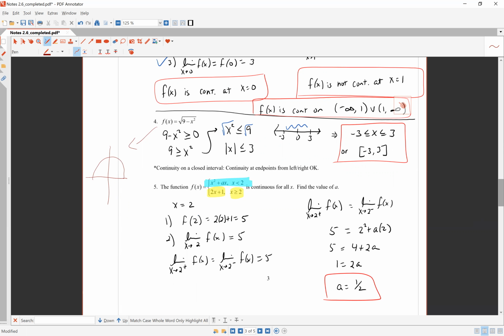So we know that for the line portion at x equal to 2, the value is 5. As x goes to 2 from the right, the value is 5. What value of a can we put in to make this 5 at x equal to 2? When x is 2, you get 2 squared plus 2 times a, and you want that to be equal to 5. You just solve, and you get a equal 1/2. So if a equals 1/2, the function is continuous at x equal to 2.